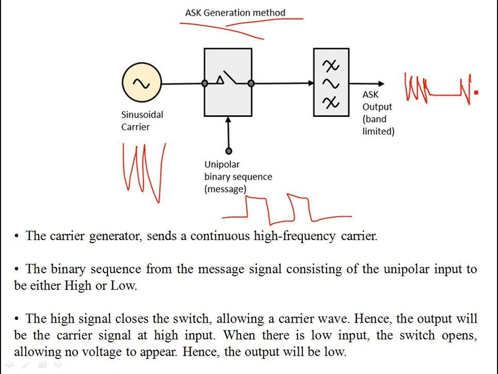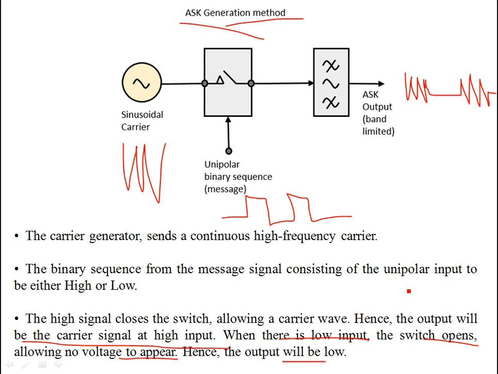Then with a high data output, you allow the RF carrier to switch through, or with a low data, you don't. So there are only two states over here, simply on and off keying. The output will be a carrier at the high input, and when the input is low, the switch opens, so there is no voltage that appears. Hence, the output will be low. What we have seen earlier.